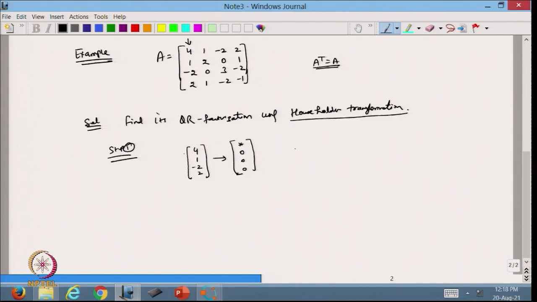So, from using this one I found my W1, and then I will find my H1, and then multiply the H1 with this vector, and I will get some value here, 0, 0, 0. And then I will multiply H1 and my matrix A, and I will get the new matrix, that is A1. So, this is what we are going to do.